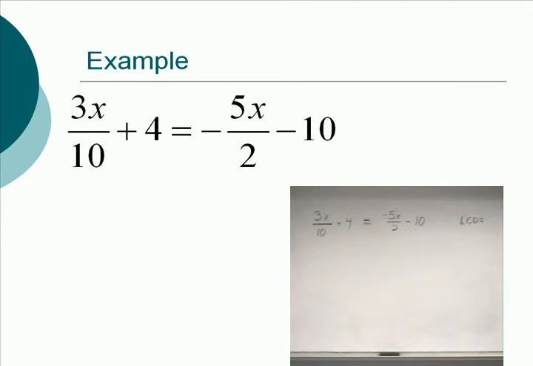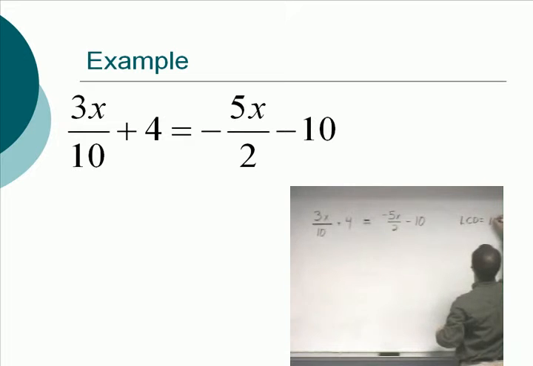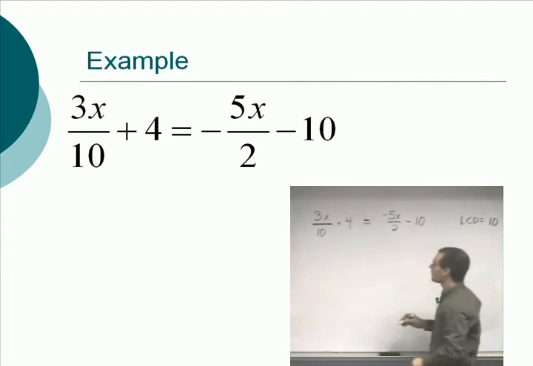Now, we need to multiply everything by our LCD. What's our LCD in this case? 10. 2 and 10 are the only denominators we have, so our LCD is 10. So we're going to multiply every term by 10.